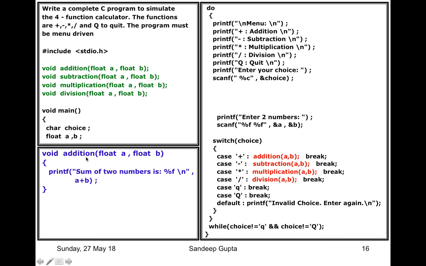So within function addition, there is a very simple printf which will display sum of two numbers is %f, and what corresponds to %f is a plus b. So the compiler will display the value of a plus b, which in our case will be 6.6, 2.1 plus 4.5. Now see carefully, the function addition does not return anything. That is why the return type is void. Okay, so after the printf, this is the closing brace of addition, which means function addition terminates.